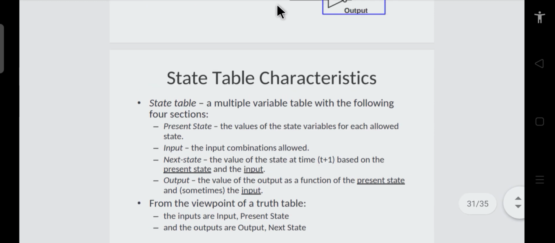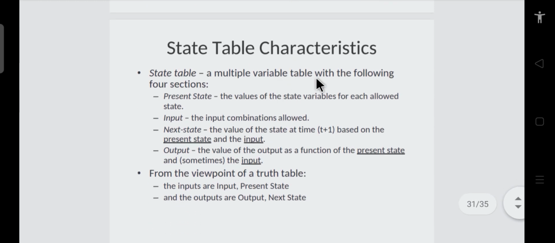Once you write the equations, then you may have to write the state tables, and most of the time when you are analyzing a circuit, you have to write one. So what is a state table?